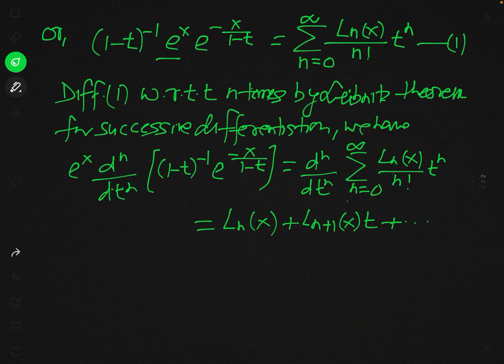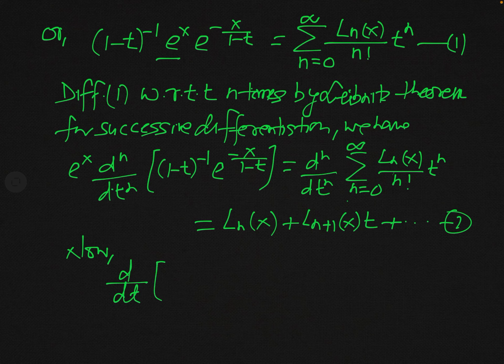So for this, let us consider this equation. This is equation number 2, and now see what will be the value of this term when n is equal to 1. So let us consider d/dt of (1 minus t) raised to the power minus 1 times e raised to the power minus x over 1 minus t.